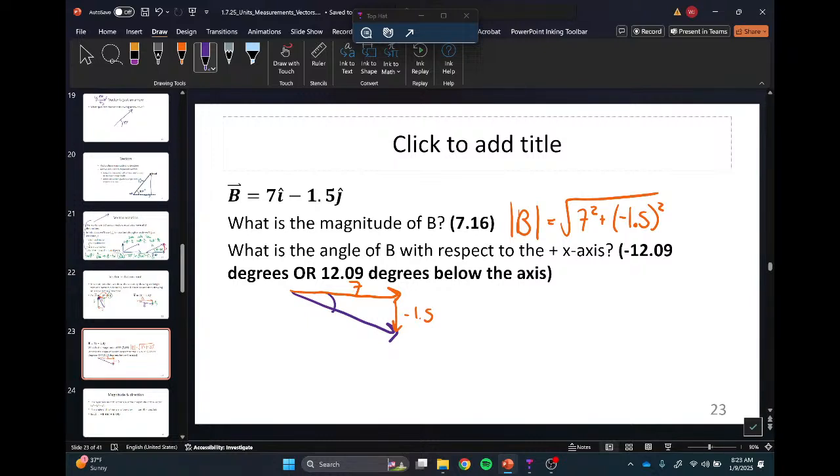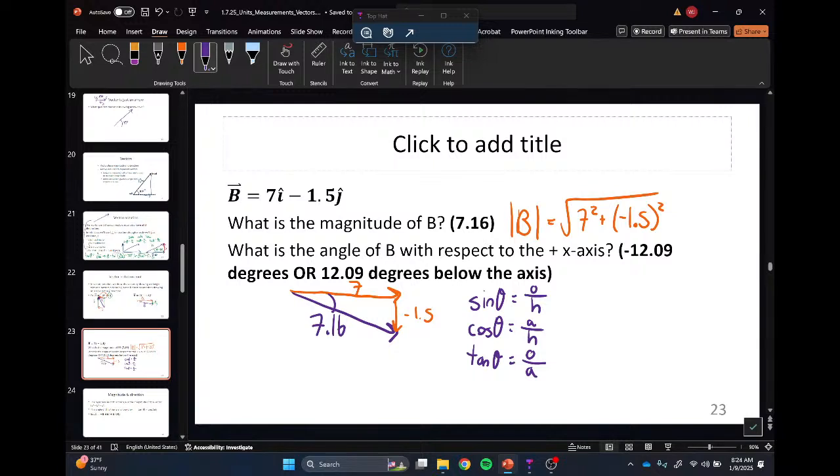You all found this side. This side is 7.16. So if you really want, you could do sine of theta equals opposite over hypotenuse and find the angle from that. Or you could find the angle from cosine of theta equals adjacent over hypotenuse, or from tangent of theta equals opposite over adjacent. All three of them work.